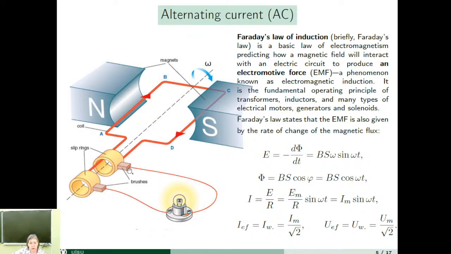Look at the picture: these brushes and these rings. This maximum current is the peak value of an alternating current. Omega is a circular frequency, and this phi, or the product omega t, is the phase of current.